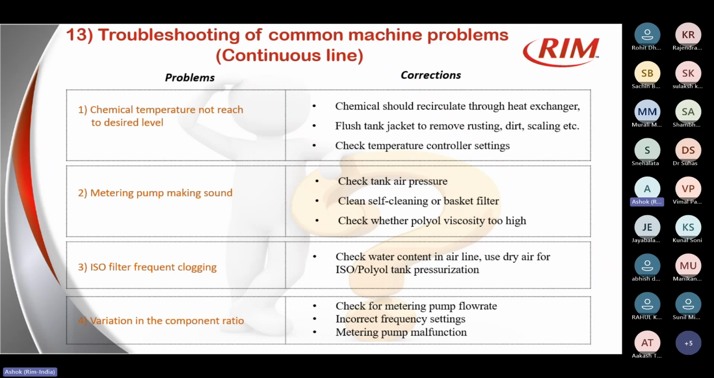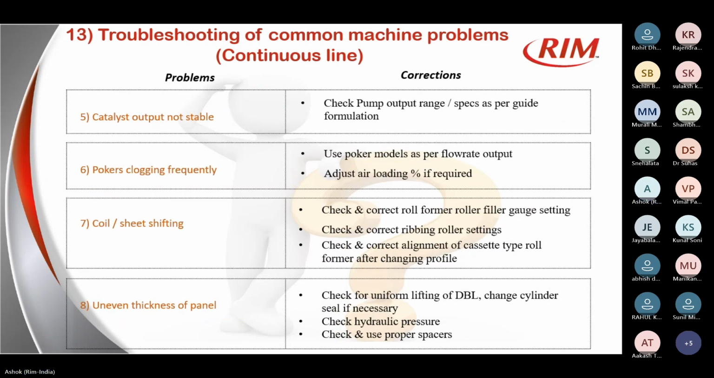Variation in the component ratio: again, you have to check the pump flow rates, the frequency settings, and the metering pumps, whether they have any malfunction. Catalyst output not stable: in this case, you have to check the pump output range and the specifications of the pump, and whether it is meeting the requirement of the formulation.